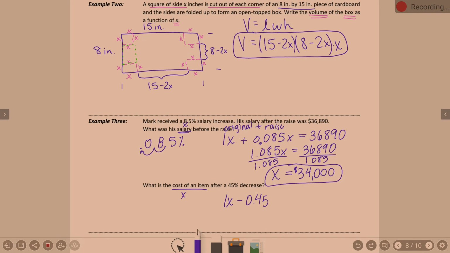Okay, now here's the deal. We don't have an equation here. But think about it. It's the original price minus 45% of the price. What is 1 minus 0.45? Oh gosh. Negative 1.45. It is not negative. What is 100 minus 45? 0.55. My bad.